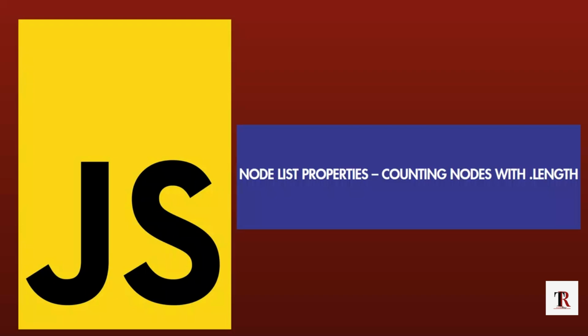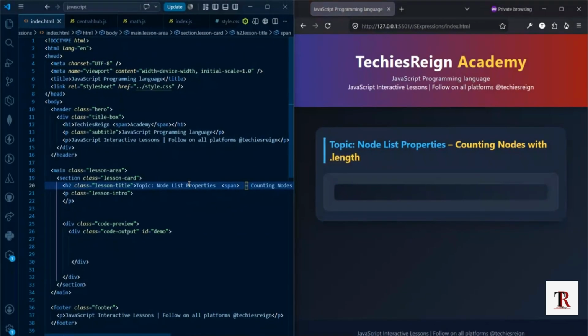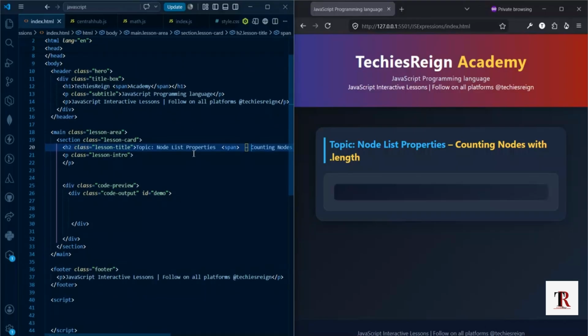Learn how to use the length property of a node list to calculate exactly how many elements match your CSS selector query. So here is my boilerplate code, and we want to look at how you can actually use the length property alongside the node list to know exactly how many elements match our CSS selector query.